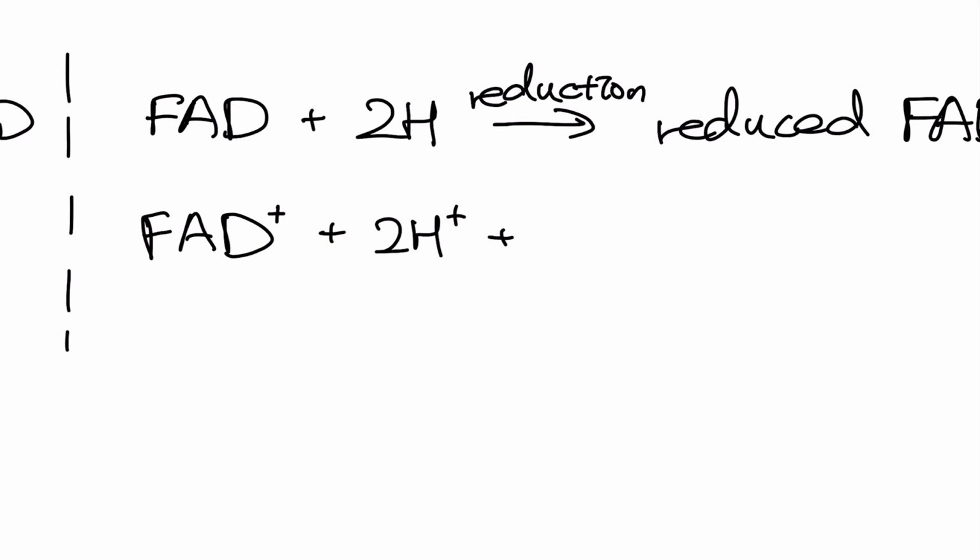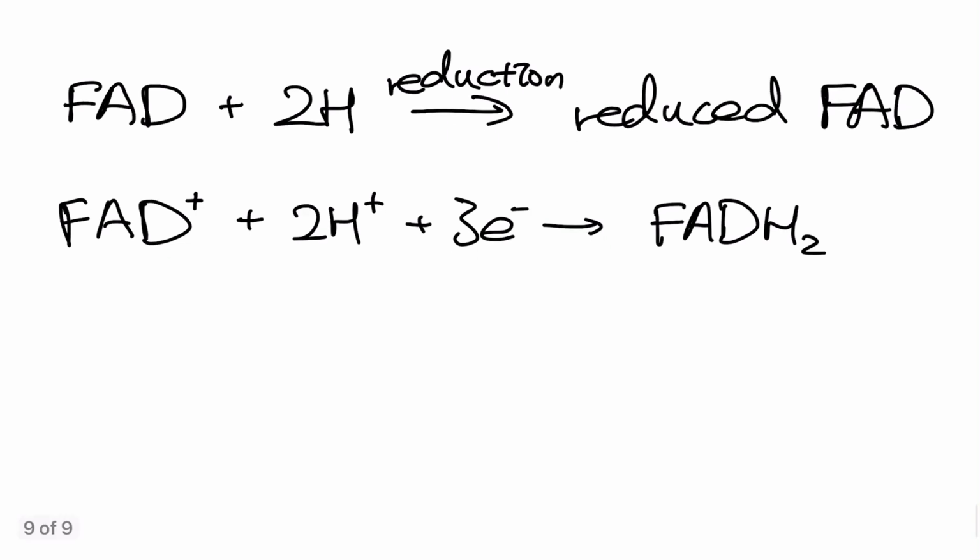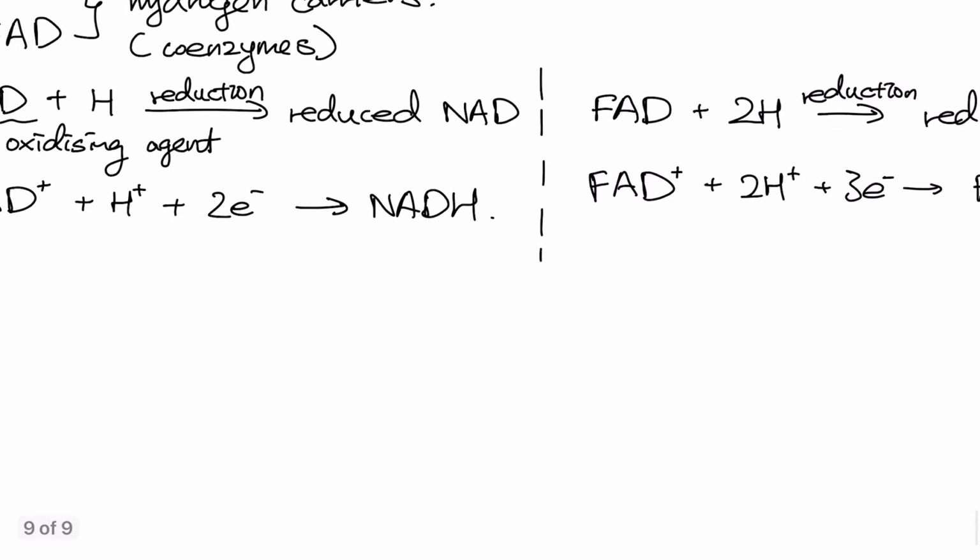I think, okay, I'm not really sure here, so a certain number of electrons. I believe it's 3, because only that way it makes sense. And it will form a FADH2. If this part is wrong, then I'm going to probably correct it in the comment or the description, but I'll just move on for now.